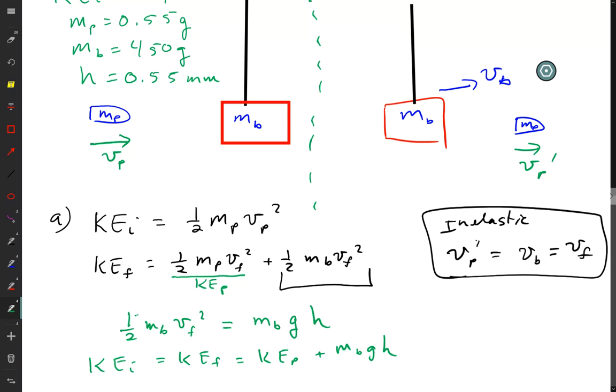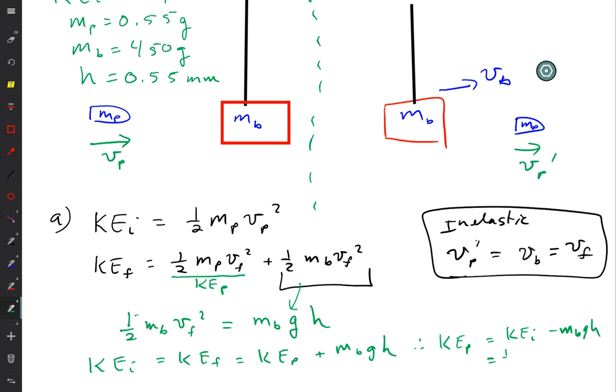so using this substitution here, I put my kinetic energy initial is equal to kinetic energy final, which I substituted the kinetic energy of the pellet plus the mass of the block g h. And so if I solve that for kinetic energy of the pellet, and it has it, it does not have anything so simple. So that means I must be misunderstanding the question, right?